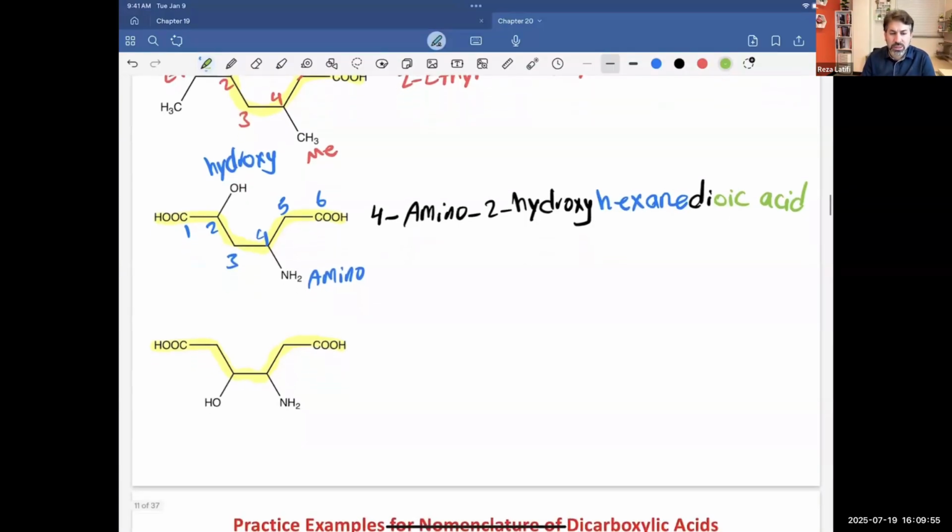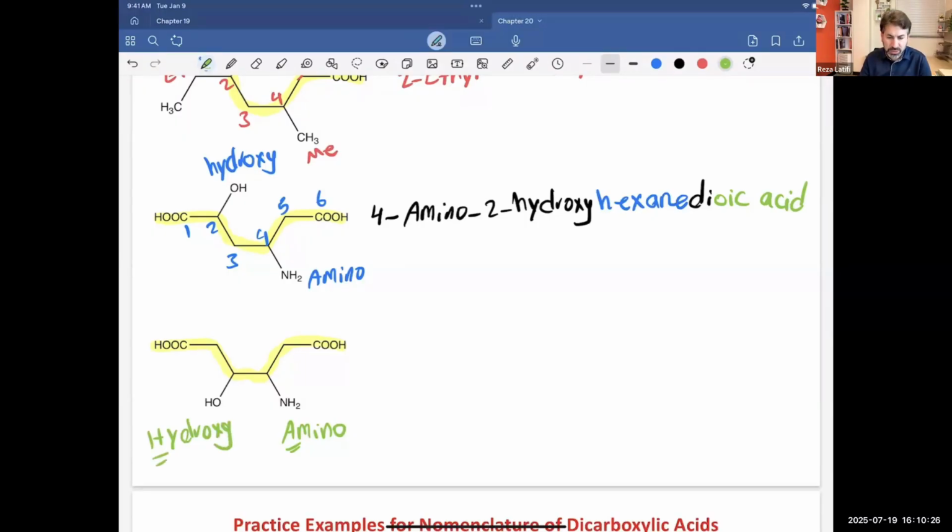And the third example depends, it doesn't matter from which side you start labeling. If you start from the left, you will get 3 and 4, and if you start from the right side, again, you get 3 and 4. So from which side should I start labeling? I'm going to look at the name. This one starts with A for amino, and the next one starts with H for hydroxy.